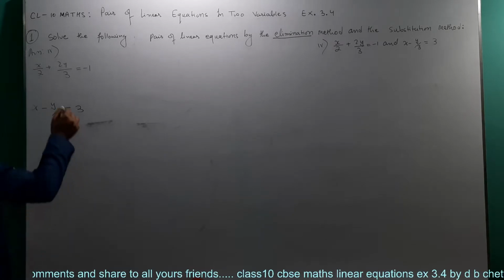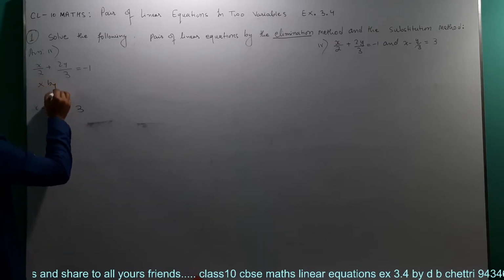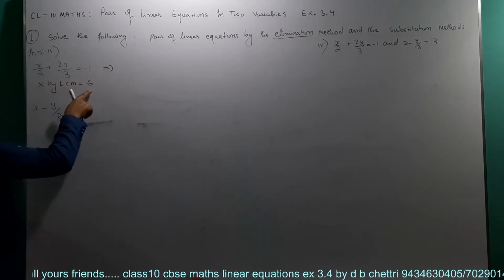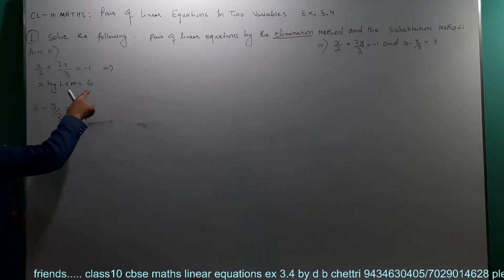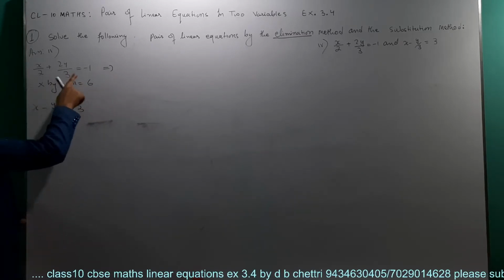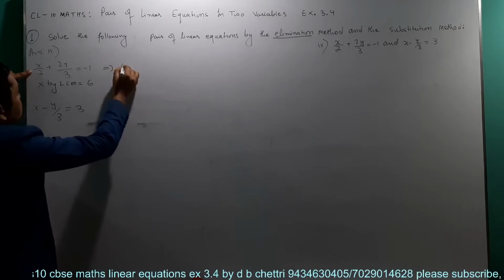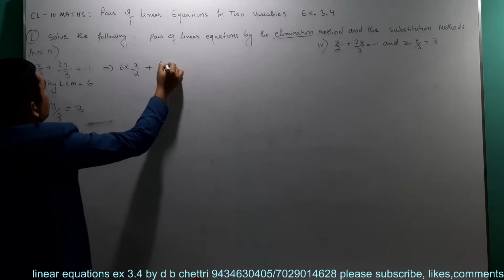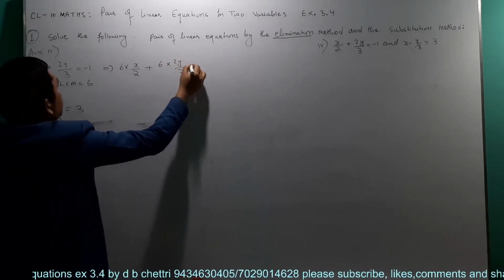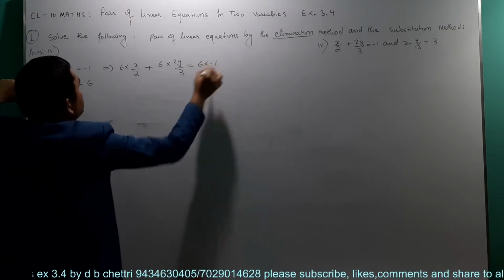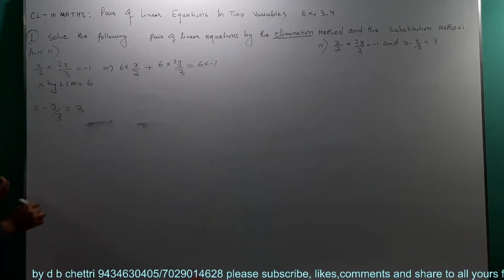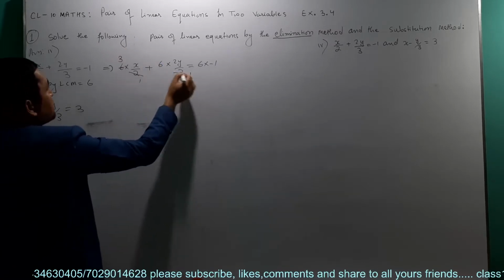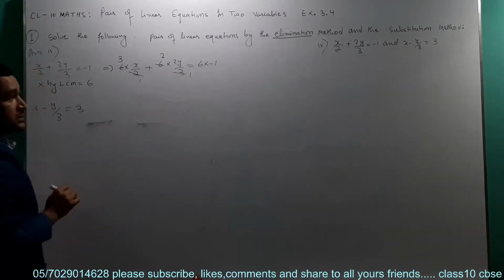That means multiply by the LCM, that is 6. I am multiplying each term, every term by the LCM, don't leave any term, multiply every term. The first is 6 multiply x by 2, then plus 6 multiply 2y by 3, then equals 6 multiply minus 1. Okay, then 2 ones are 2, 2 3s are 6, 3 ones are 3, 3 2s are 6.